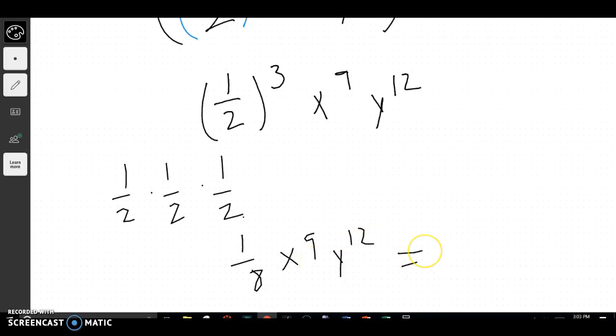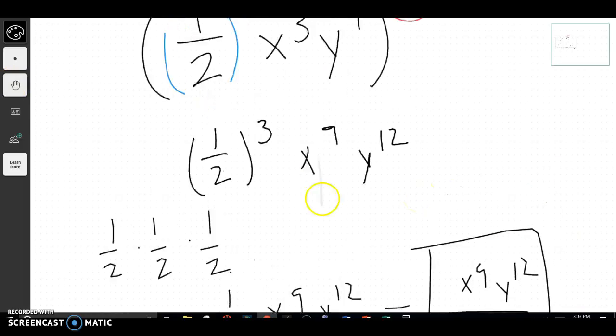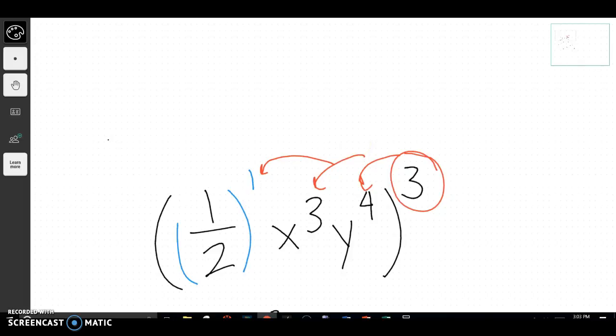I could also write this as x to the 9th, y to the 12th, and 8 on the bottom. Okay. Try these problems. Again, your assignment's going to kind of be a matching assignment for this.